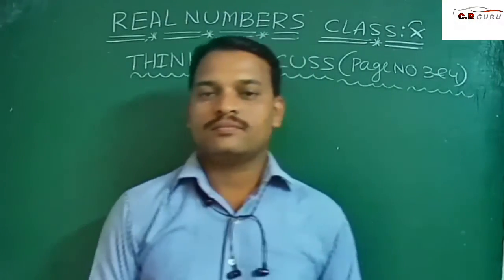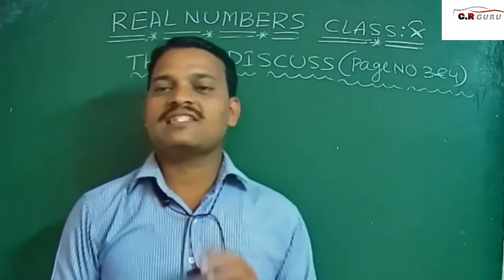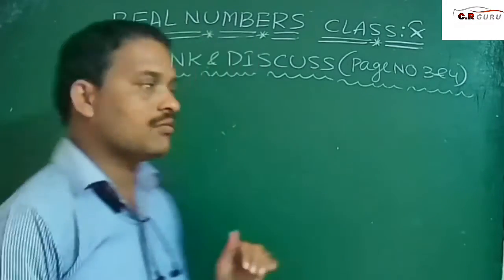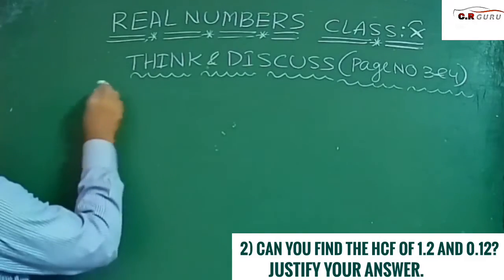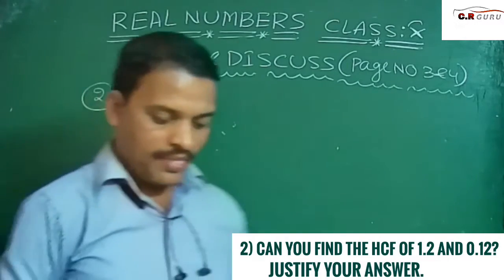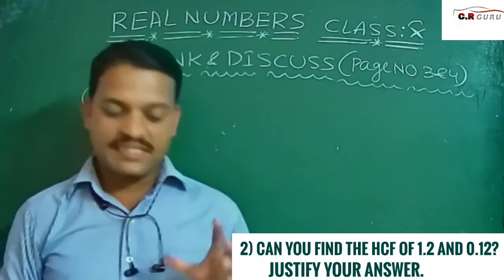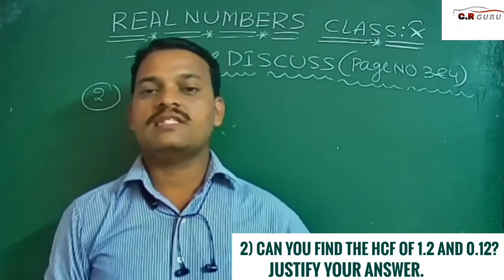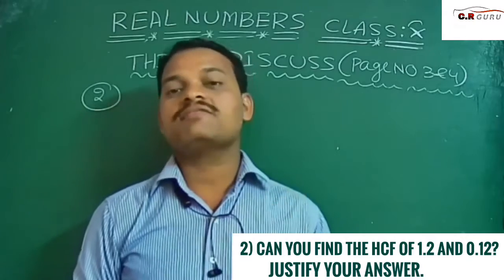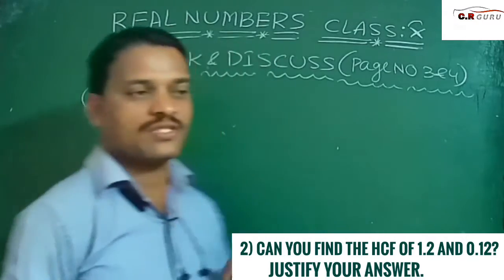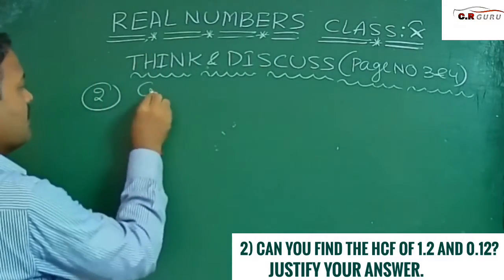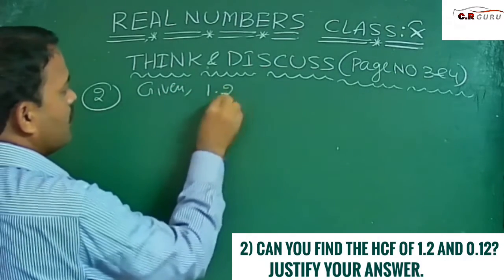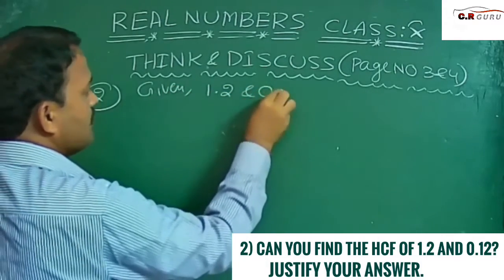Now Think and Discuss, page number 4. The second question I want to explain to you students. What is the second question here? Can you find out the HCF of 1.2 and 0.12? Justify your answer. So this is your question. Now what is given? Given 1.2 and 0.12.